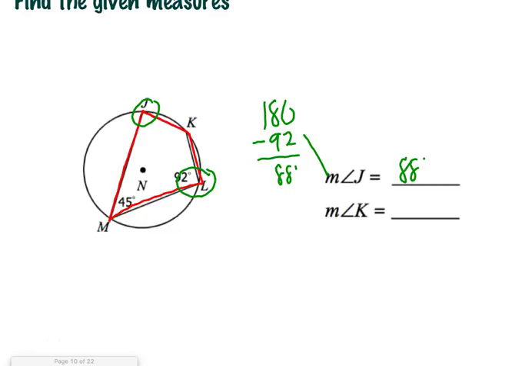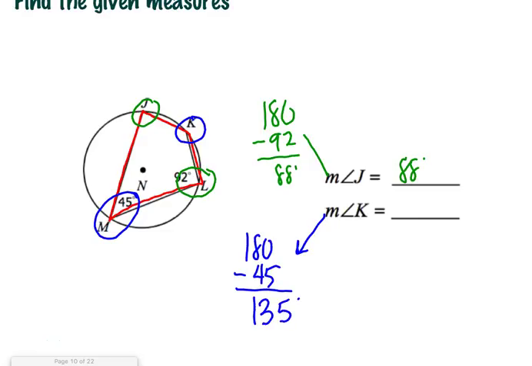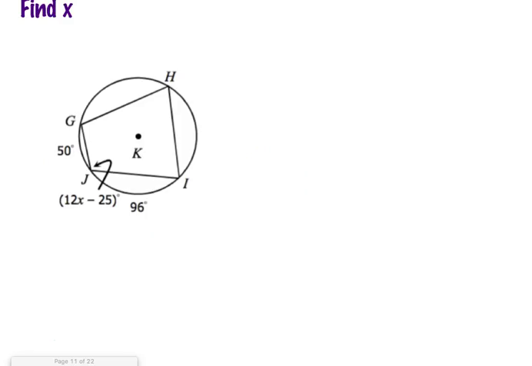And the same thing goes for the measure of angle N and angle K. 180 minus 45 is going to give us 135. Beautiful. And one more just to practice our Algebra 1 skills because those are always needed.